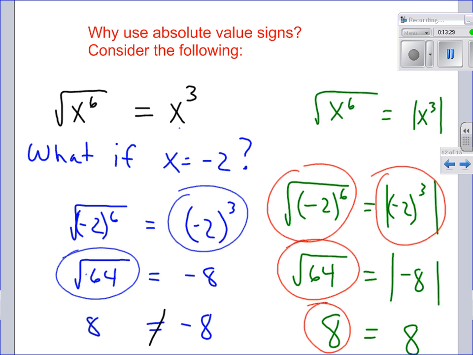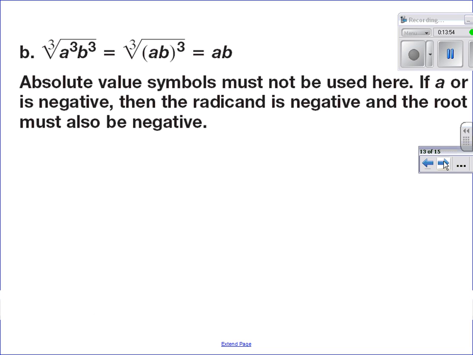Okay. So in this special case, when we get an index that's even and we divide out odd, that's when you're going to use absolute value signs. That's the only time you're going to need that. Again, we'll talk more about this, I'm sure, as you come to class. But now look what happens with an odd number here. Think about this.